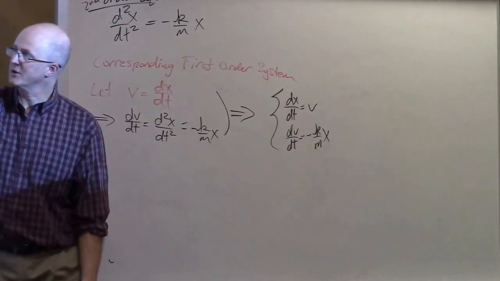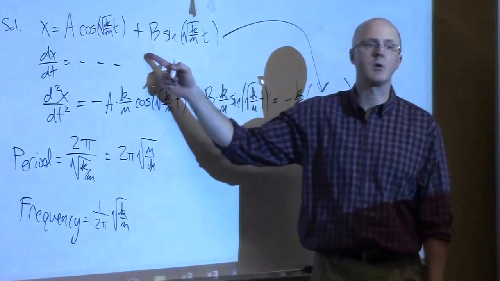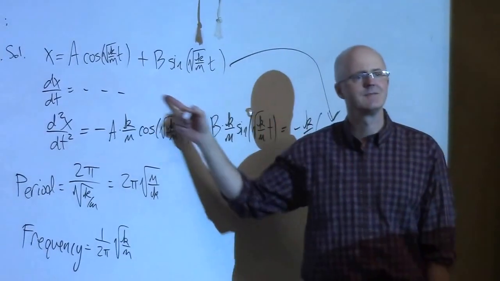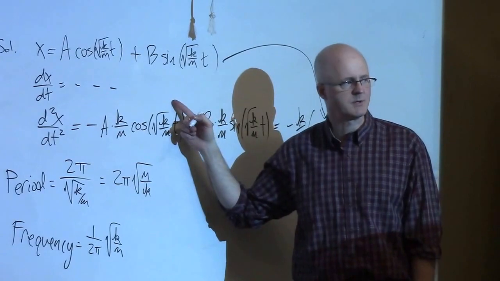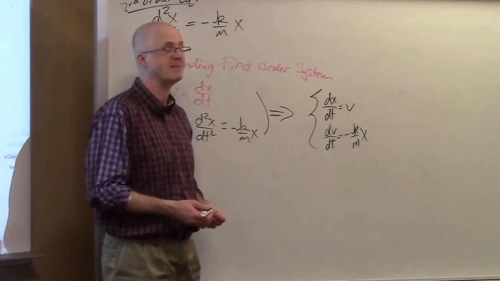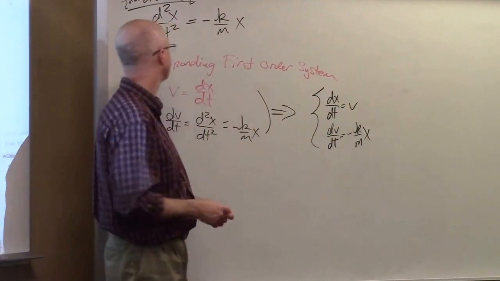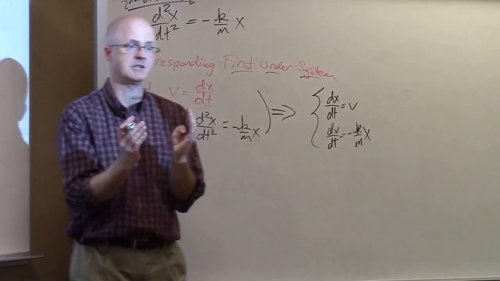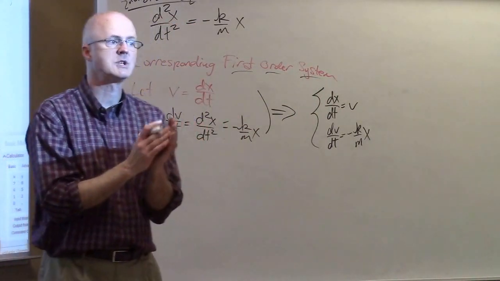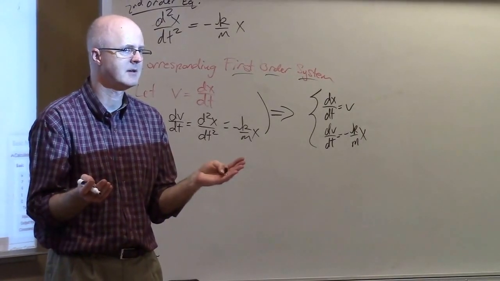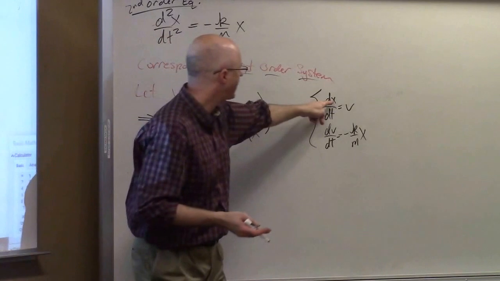The general solution of the second order equation is one scalar valued function. Output is a real number. The solution of the corresponding first order system is a pair of functions, an ordered pair, which is really a parametric curve in the plane, in an xv plane.